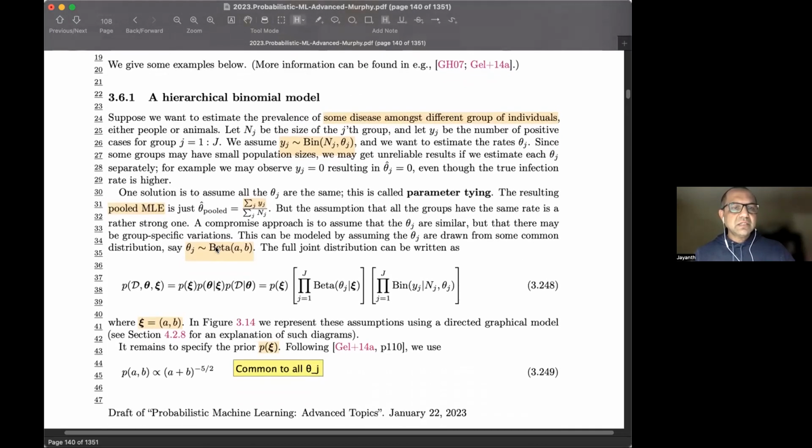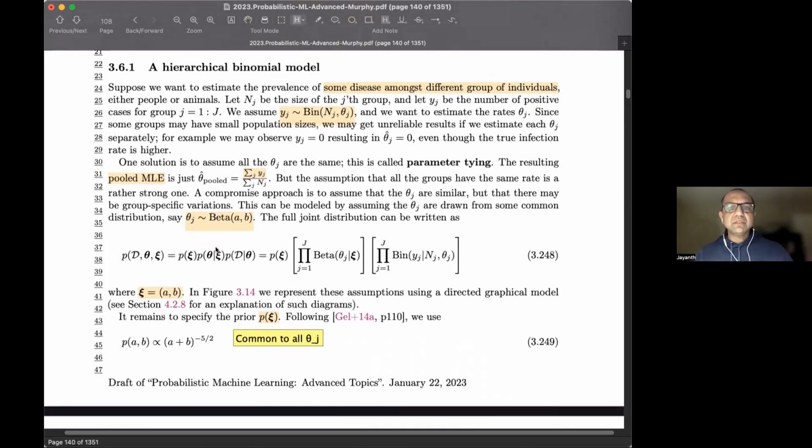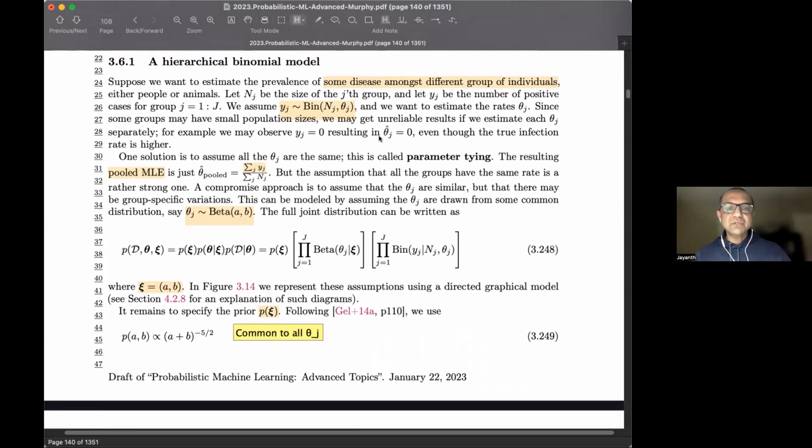So here's an example of a hierarchical binomial, which is the disease example. We have j different groups, and in each of those groups there's a different number of individuals that fall sick or something, and then you want to model that.